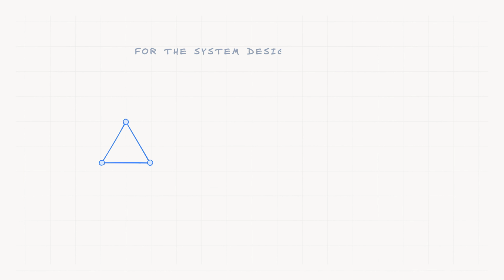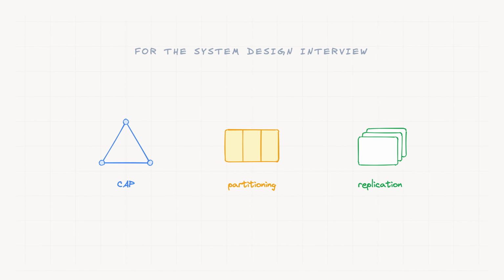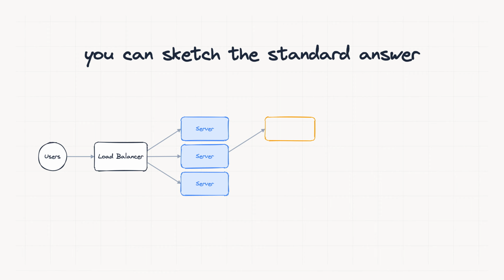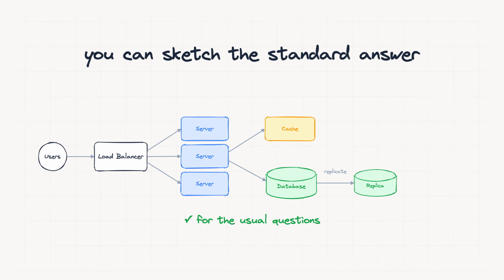This video is for engineers preparing for system design interviews, mid-level to staff. You've heard of CAP theorem, partitioning, replication. You know what these concepts are, even if you haven't gone deep on all of them. And you've probably watched system design videos before. You can sketch the standard answer for most common questions. Here's the thing though, standard answers work for standard questions. But the moment an interviewer adds one constraint you didn't expect, the template stops working.